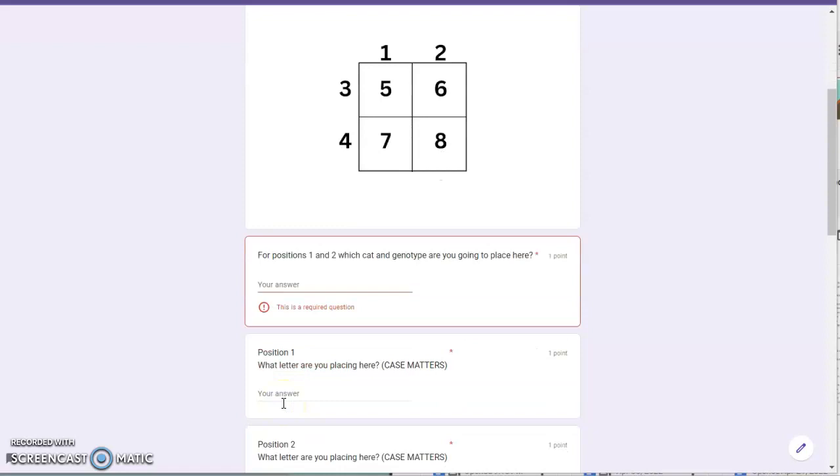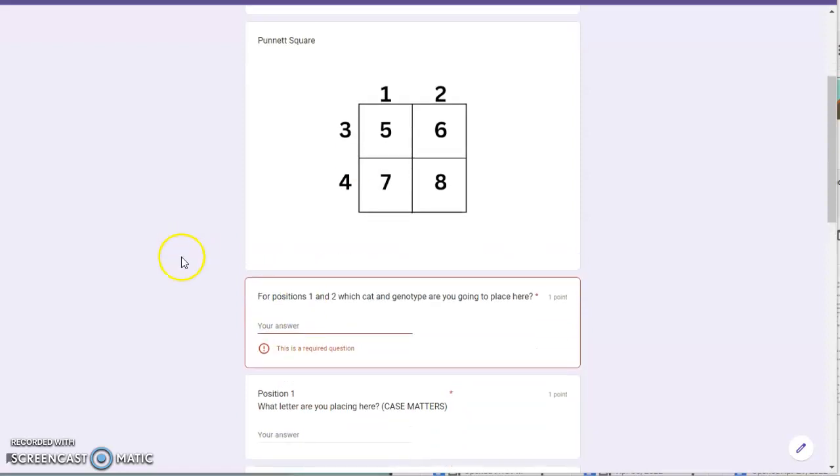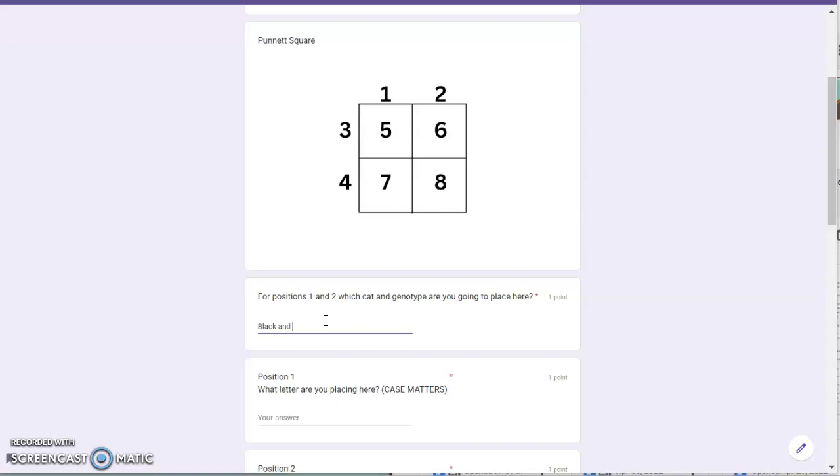So, for positions 1 and 2, which cat and genotype are you going to place here? I'm going to place the black and white cat. So you have to tell me which cat you're placing here, comma, what the genotype is going to be. I'm going to put AA.